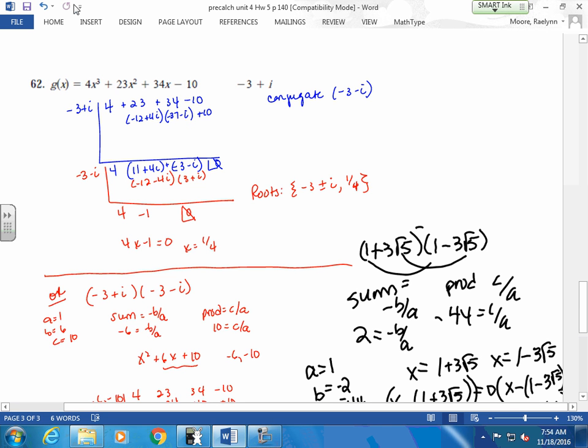3 plus i. You have 2 ways to do this. You know what? Let's save this. Remind me on Monday. Let's work this out, okay? Remind me on Monday to work this one out.